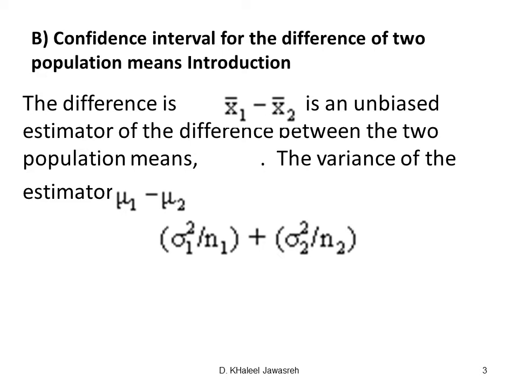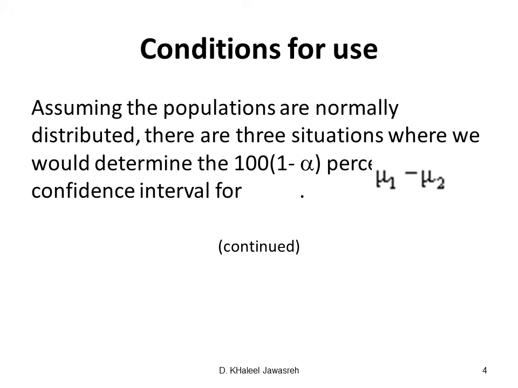If you want to know the variance of the estimator, we can simply write it as sigma 1 square over n1 plus sigma 2 square over n2. This is the variance of the estimator. So if you have sigma 1 square and sigma 2 square, it is the standard error. Now we have certain conditions for use in such problems. Actually, we need to assume that the populations are normally distributed.